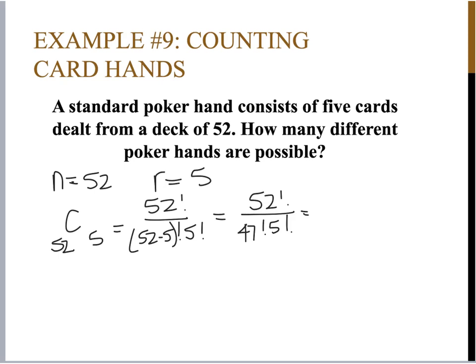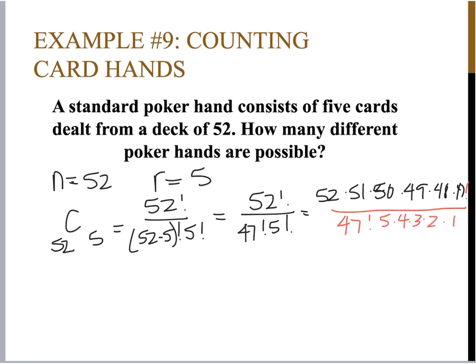Really what I'm going to do is start listing 52 until I get to 47. So 52, 51, 50, 49, 48, 47. And I'm going to put a factorial at the end of that last one. It looks really bad, but 47 factorial, I'm going to switch a color so you can see it, factorial over 47 factorial. And then 5 factorial is simple, right? That's 5 times 4 times 3 times 2 times 1. I'm doing that because I want 47 factorial and 47 factorial to cancel one another out.